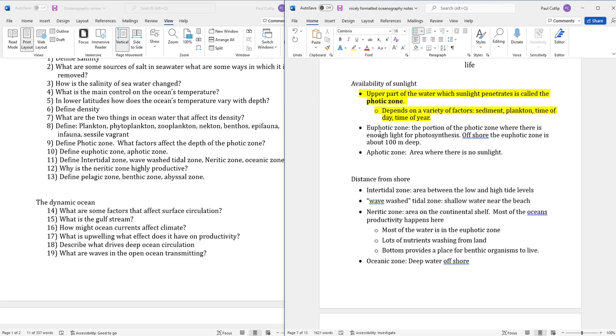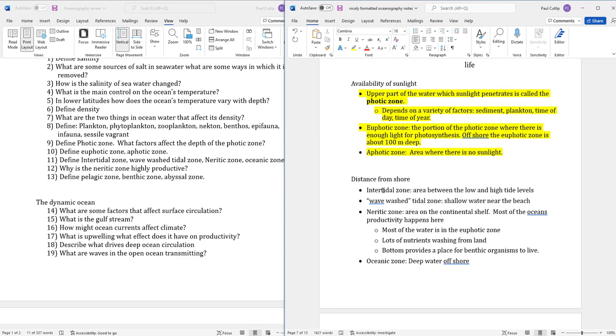The deal with the euphotic zone is just because you have sunlight doesn't mean you have enough sunlight to do photosynthesis. And so the euphotic zone is that portion at the top of the photic zone where not only is there light, but there's enough light to do photosynthesis. The aphotic zone is just kind of the opposite. There's no light, right? No light in the aphotic zone. Most of the water in the ocean is in the aphotic zone. Okay, so there we go. So photic zone, euphotic zone, aphotic zone.